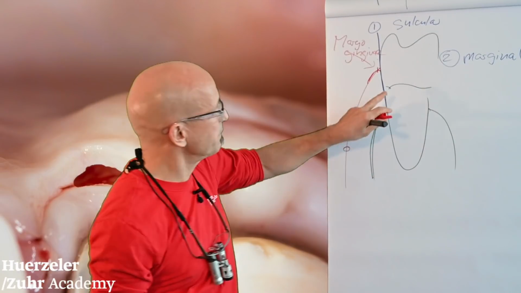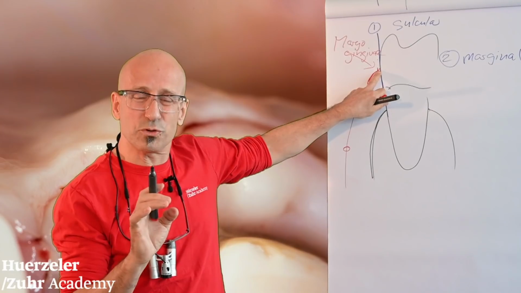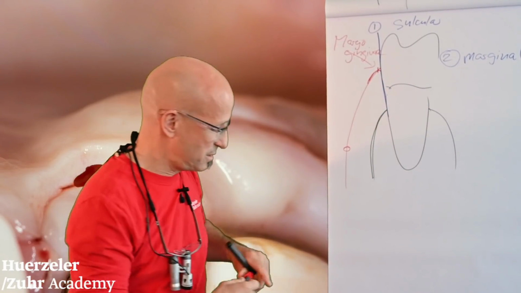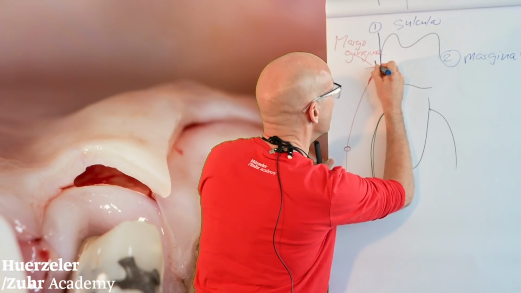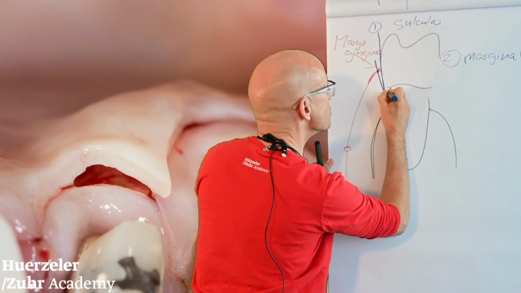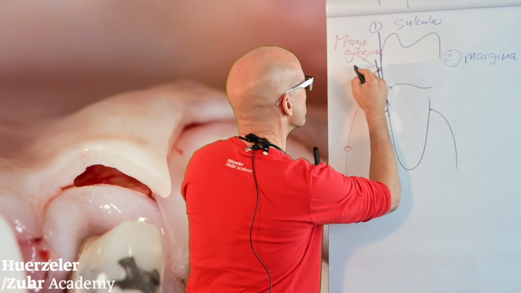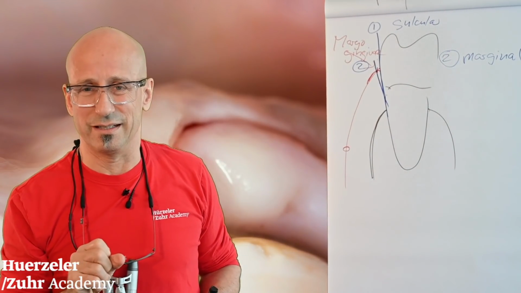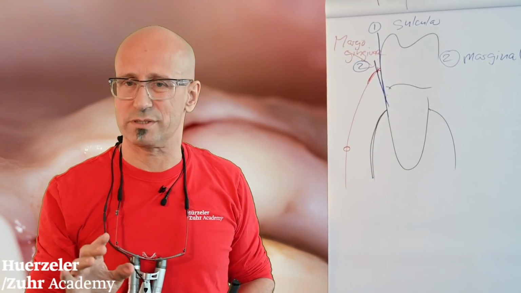The marginal gingiva is here at the top. If you speak about the marginal incision, this would mean you have to make your incision exactly here at the marginal gingiva. This would be the second possibility, but we think this is technically absolutely impossible.